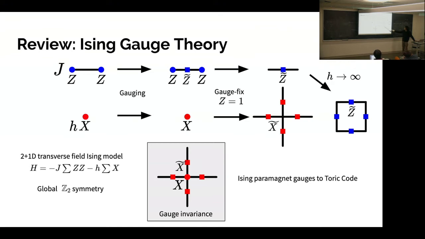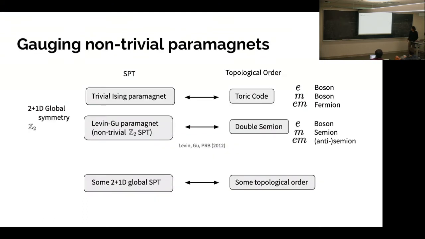Now you can gauge fix. You can use this to gauge fix all the physical spins to be +1. Then you end up with a Hamiltonian that looks like this. If you go to the paramagnetic limit of the original model, h goes to infinity, you end up with just these two terms perturbatively, and that's the toric code. So in this sense, I say the Ising paramagnet gauges to the toric code.